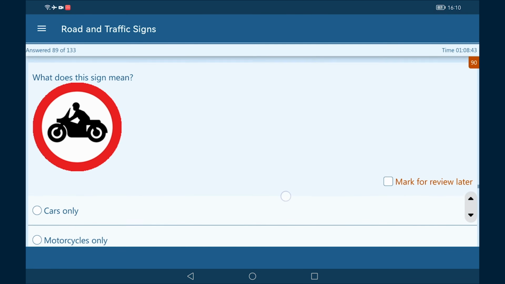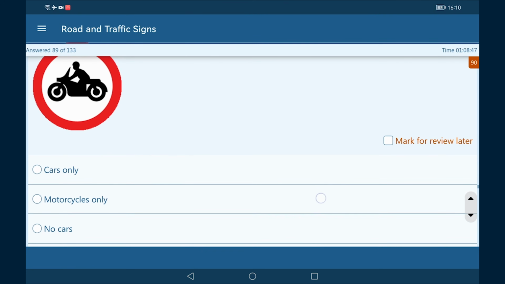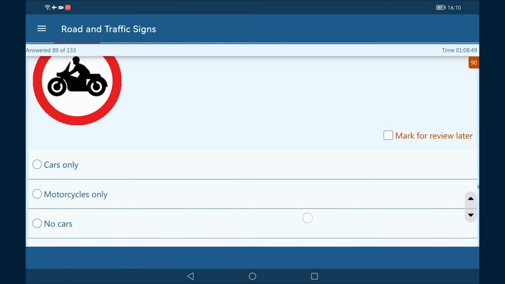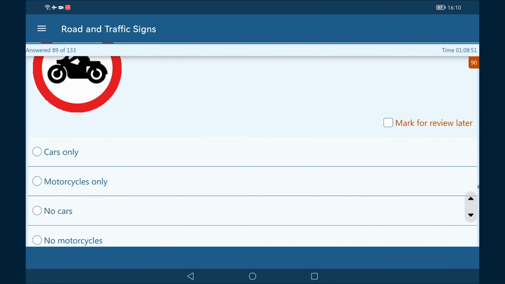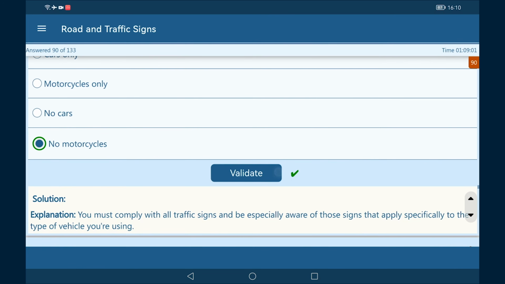Option 1. Cars only. Option 2. Motorcycles only. Option 3. No cars. Option 4. No motorcycles. The correct answer is Option 4, that is, no motorcycles.